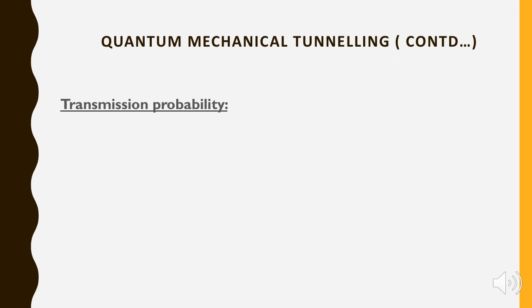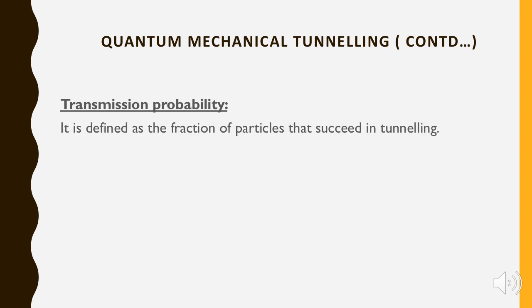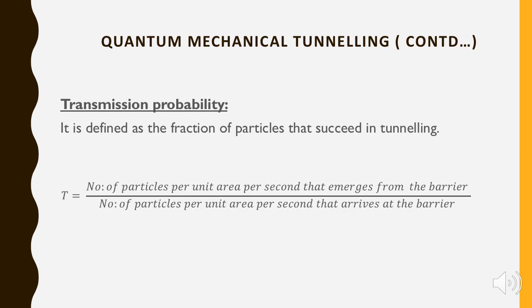Now the transmission probability is defined as the fraction of particles that succeed in tunneling. That is, T is equal to the number of particles per unit area per second that emerge from the barrier, divided by the number of particles per unit area per second that arrive at the barrier. T is equal to e^(-2k2L). That's all.